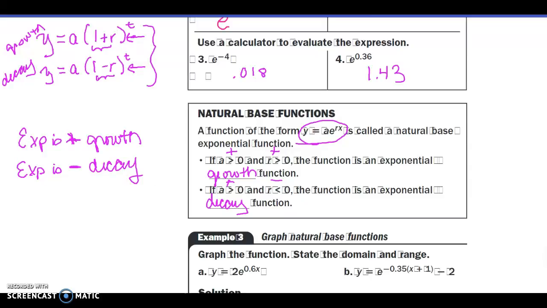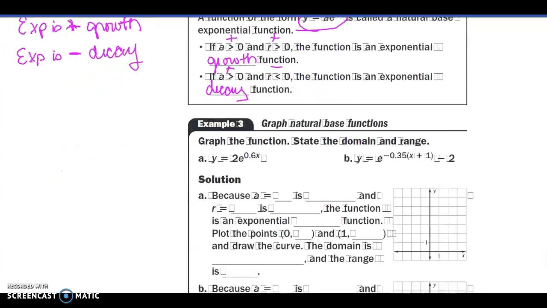By the way, it's called the natural base because it occurs so often in nature. For example, if we were to have written a function for your growth from infancy, e would be involved. The growth of plants, e is involved. So it's very, very common in nature.